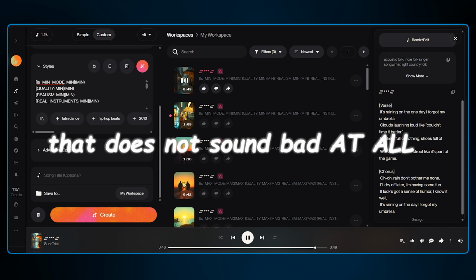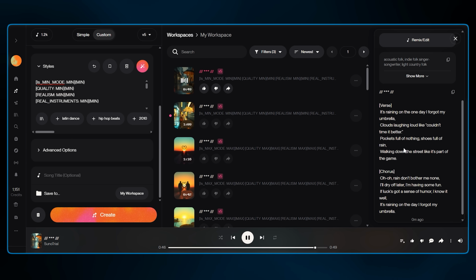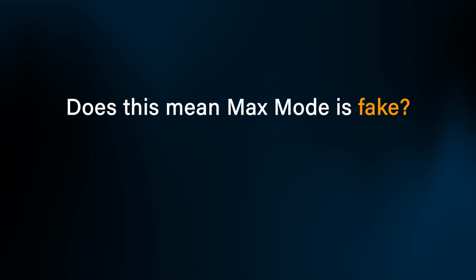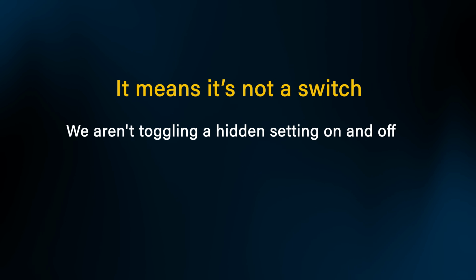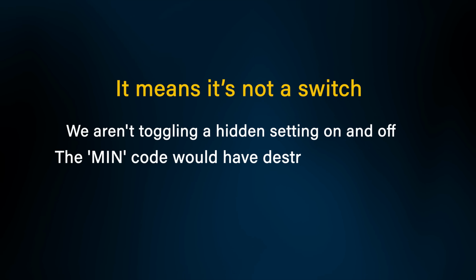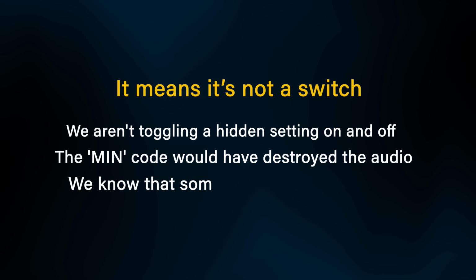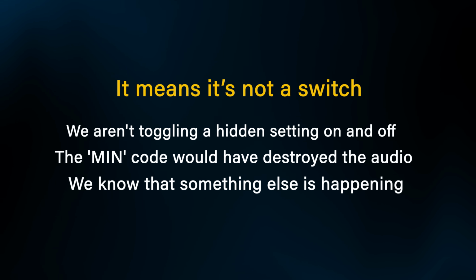Okay, that does not sound bad at all. In fact, I honestly like it even better than our previous result. It didn't break, and it sounds like a standard Suno track. So, does this mean max mode is fake? No, it means it's not a switch. We aren't toggling a hidden setting on and off. If we were, the min code would have destroyed the audio. Since it didn't, we know that something else is happening.